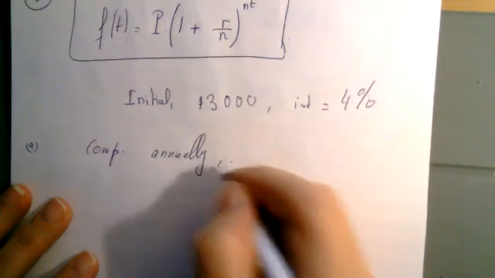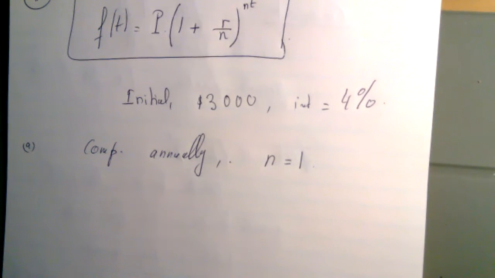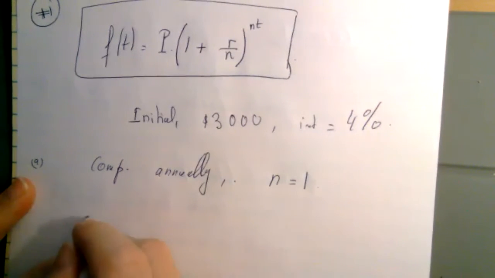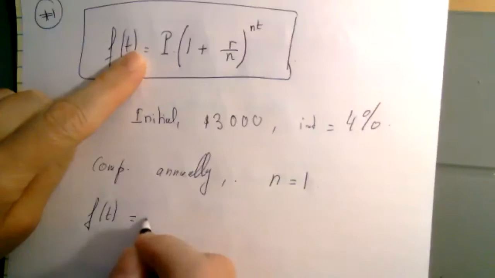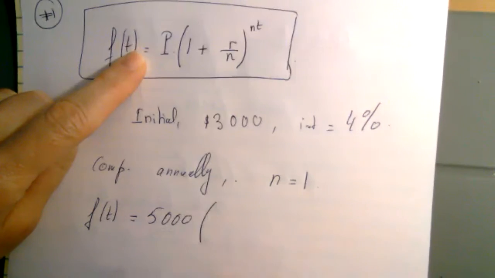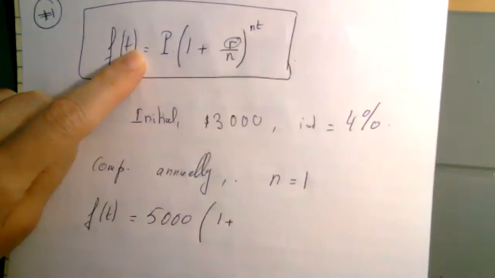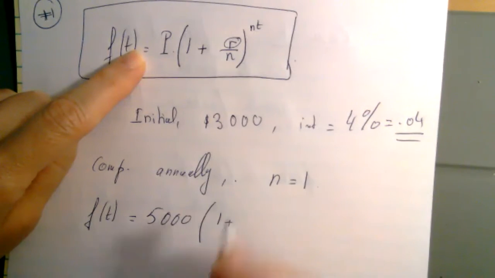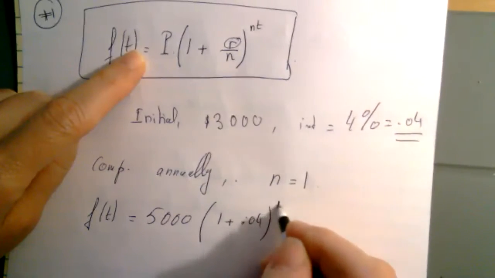So compounded annually means the number of compoundings is 1. That's the simplest possible scenario. It means you get your interest once a year at the end of the year. Now we're going to apply the formula verbatim. What is the amount of money after 2 years? My initial is 5,000. 1 plus my R, which I'm going to always write in decimal, so my R here is 0.04, over 1, to the power nt.